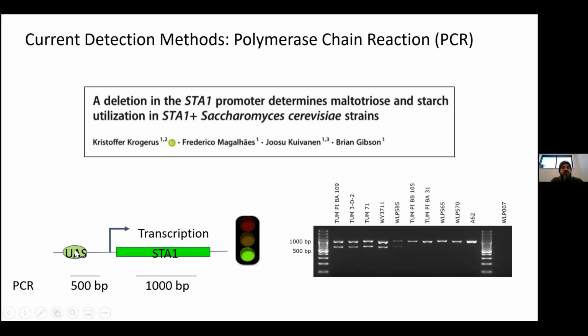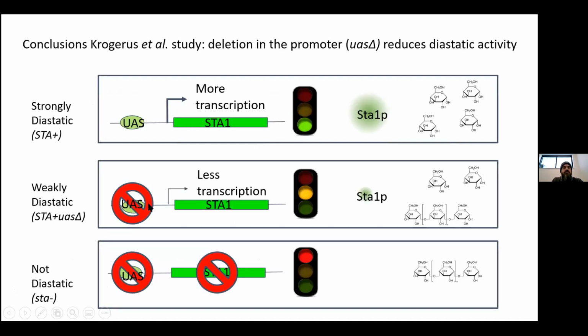So what they found is that there were some diastatic yeasts that had a portion of their promoter that was deleted. And the deletion of that promoter element correlated with the amount of diastatic activity. So if they had a deletion here, they were less diastatic. They'd chew up less starch. So that was helpful. And this is a depiction of what you see here.